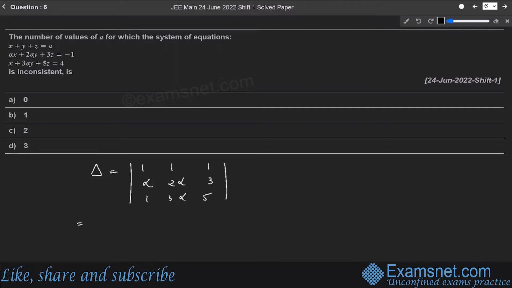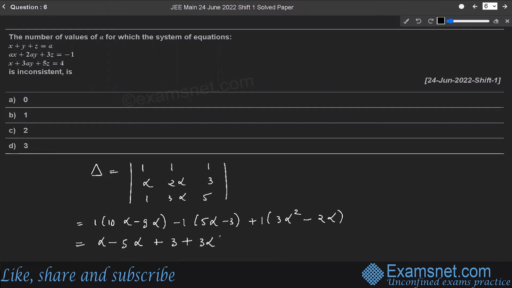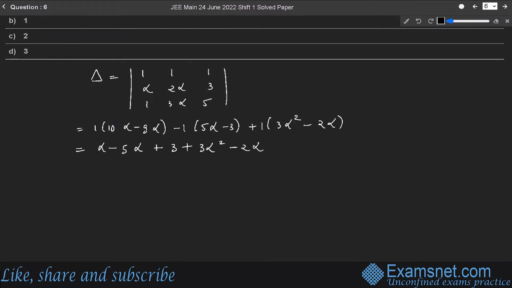On further expanding this, it will be 1 into (10 alpha minus 9 alpha) minus 1 into (5 alpha minus 3) plus 1 into (3 alpha square minus 2 alpha). So it will be equal to alpha minus 5 alpha plus 3 alpha square minus 2 alpha. On further calculations, this will be equal to 3 alpha square minus 6 alpha plus 3. Now, for inconsistency, delta should be equal to 0. That is, alpha will be equal to 1.